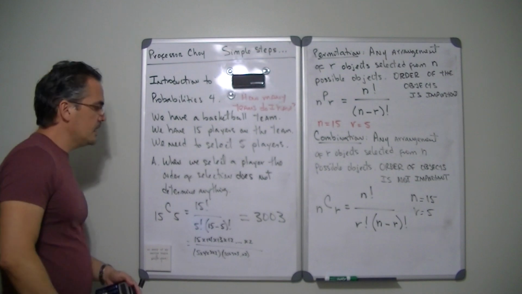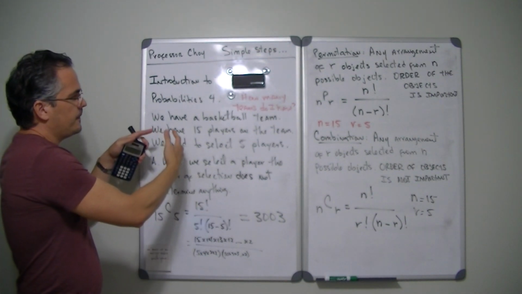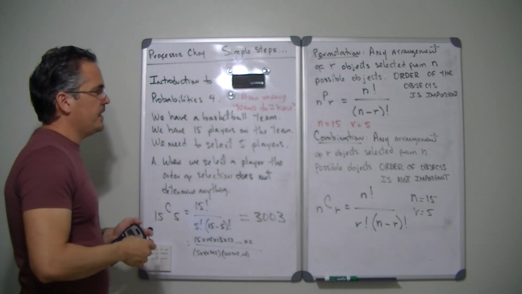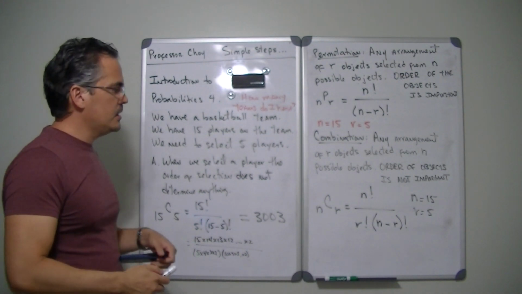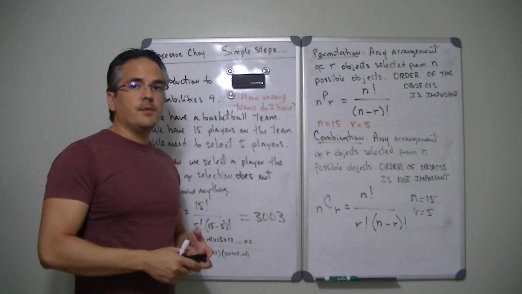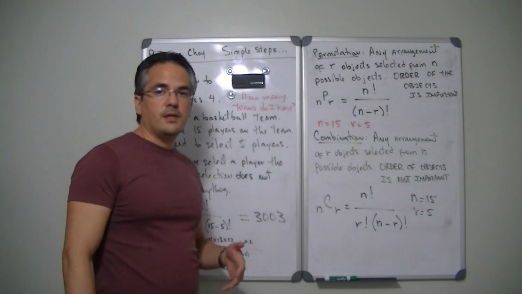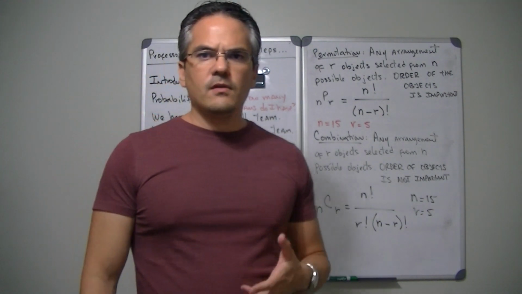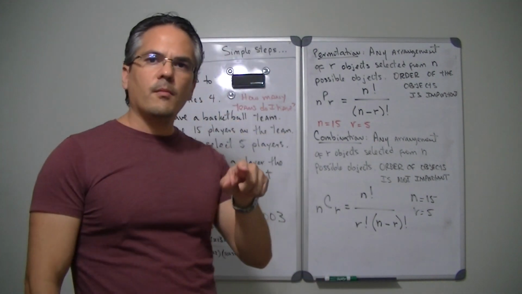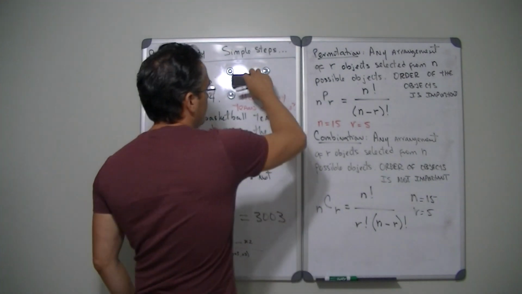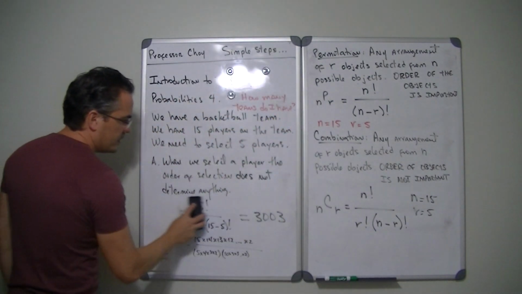Alright. Now, whether you're using combination or permutation in order to find a probability depends on the specific problem that you're being given. So you need to figure out which of the two works better for the problem that you have. Alright? So let's come up with a different question.